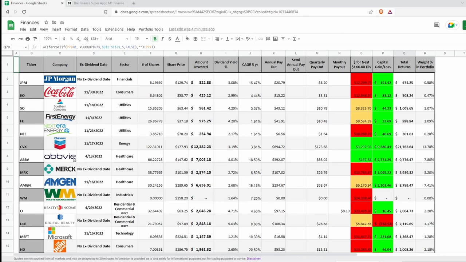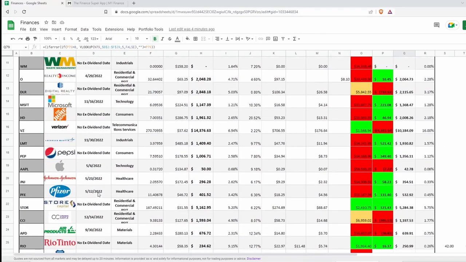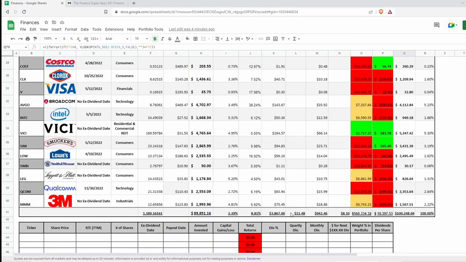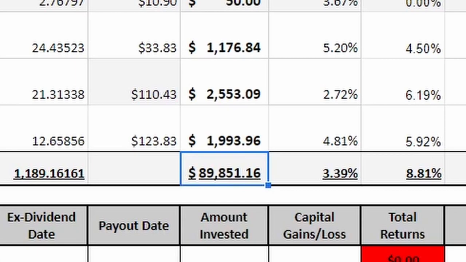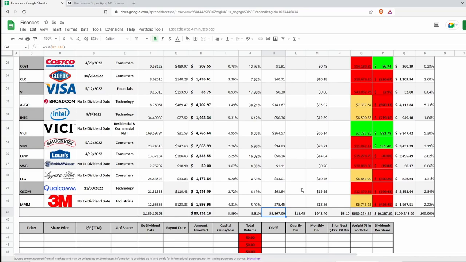As you can see, I have a lot of companies here. Some I have fully invested in, some I haven't, but I do have a few, totaling an entire amount of $89,851.16, with a total annual dividend income, guys, of $3,867 on the dot. And I have this Excel sheet that is available for all of you guys as well. There's a video on how you actually get it. So you guys are going to be seeing today exactly how I use this spreadsheet in order to track my dividends and really how useful it is.